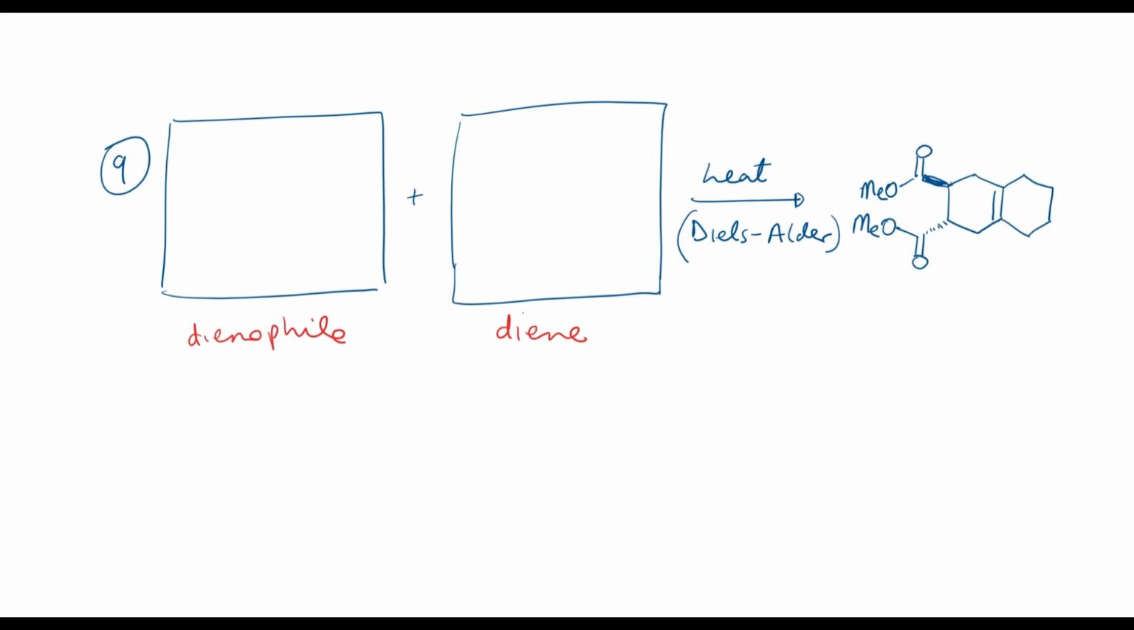Now, I need to identify the dienophile component in the product. A dienophile usually will have electron withdrawing groups, and we can see these electron withdrawing groups here. I would have to split this molecule here. If I do that, the two fragments that will be generated from that would be this, and the other fragment is this.